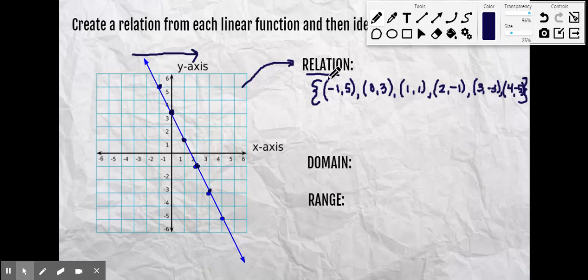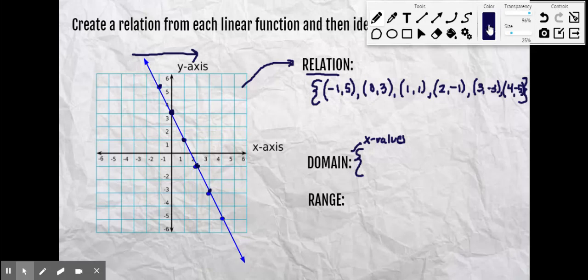Now remember, the relation is the collection of the two sets of all of the input and all of the output. Remember, the x-axis represents your input value, independent, and the y-axis is your output value. Those are the dependent. So my domain is the list of all of my x values. Now remember, your domain and range also needs to be represented in set notation.